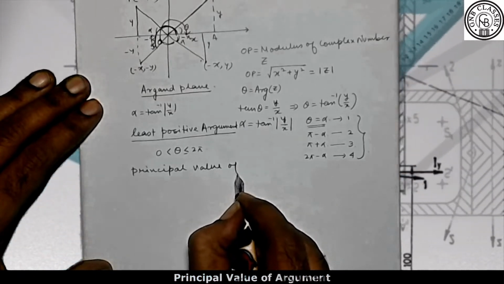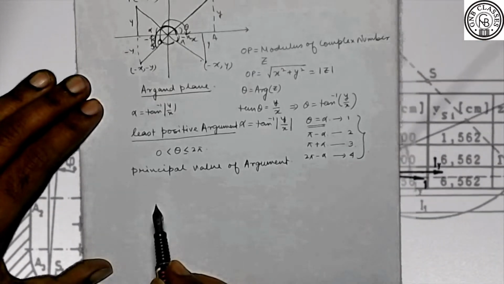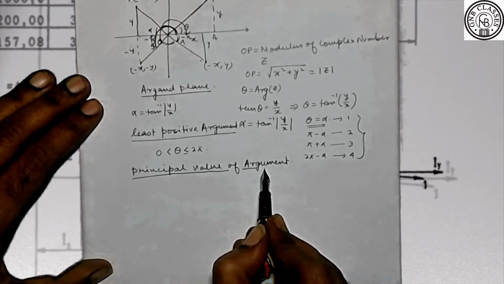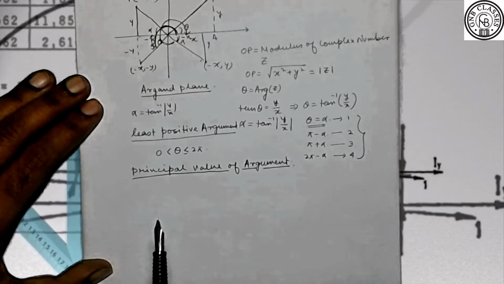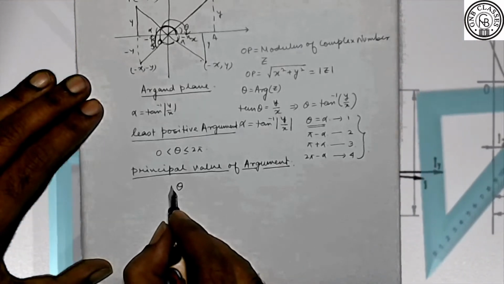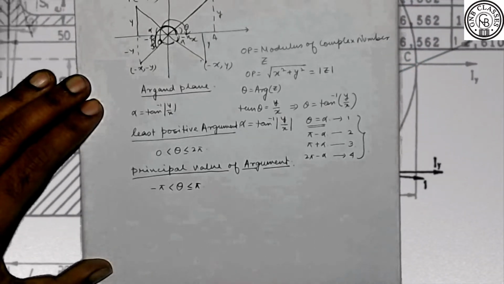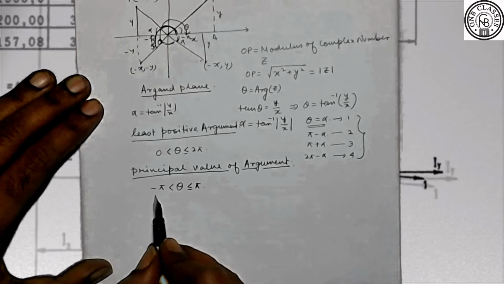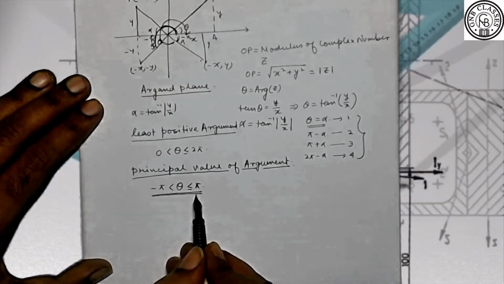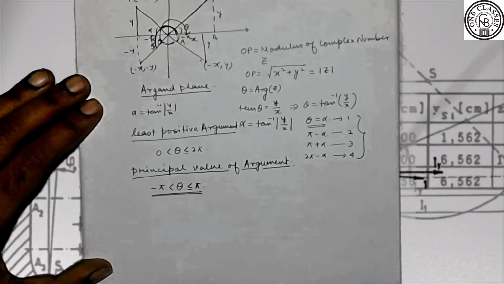principal value of argument. So the argument of any complex number is always the principal value of argument unless otherwise stated. And principal value of argument is that your theta will always lie between minus pi and pi. Okay? It will lie between minus pi and pi. Whenever theta falls in this range, we call that argument the principal value of argument. Is it clear or not?